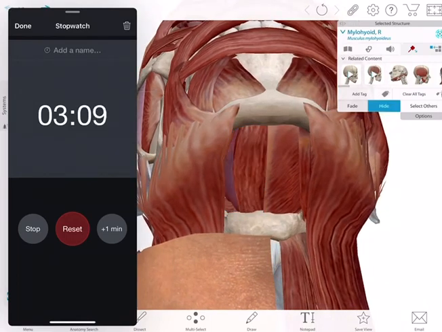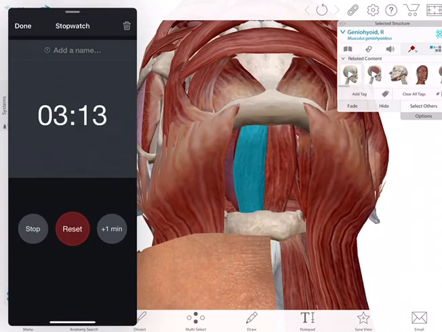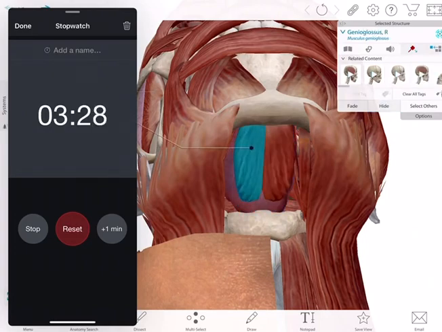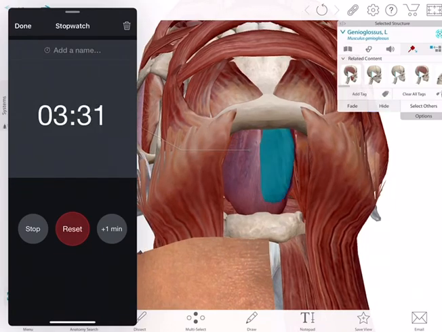Above the mylohyoid we have the geniohyoid muscle. And also forming the floor of the oral cavity we have the tongue, which is superior to the geniohyoid muscle. Here we can see the tongue.